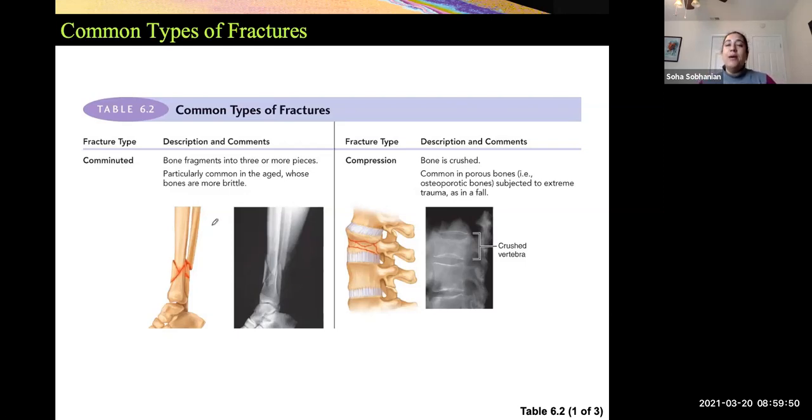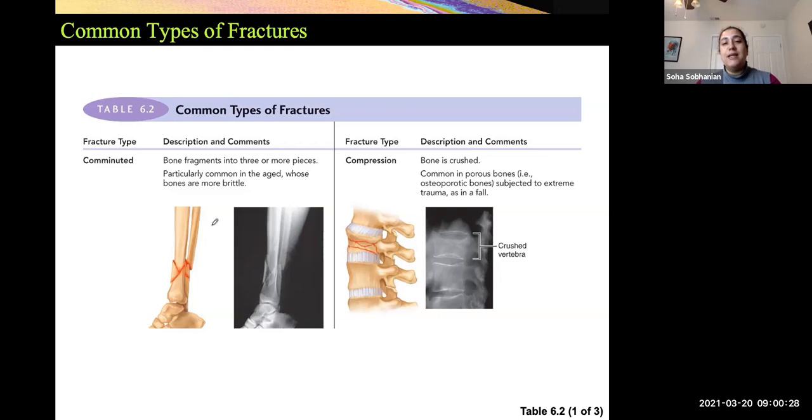Typically when you think about a bone breaking, you think here's a bone, you break it into 2 pieces. Now, if the bone has low density, like in people who have osteoporosis, typically the elderly, when the bone breaks, it doesn't break into 2 pieces, it breaks into 3 or more pieces. So that's called a comminuted fracture. And again, it typically happens in the elderly because they are more susceptible to this type of fracture because of brittle bones.